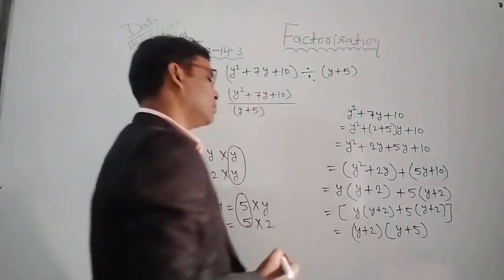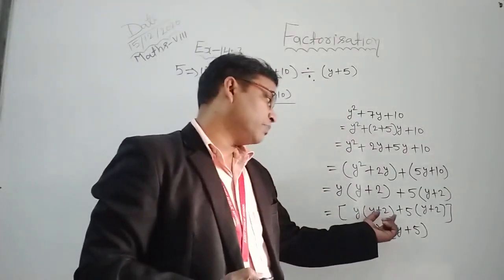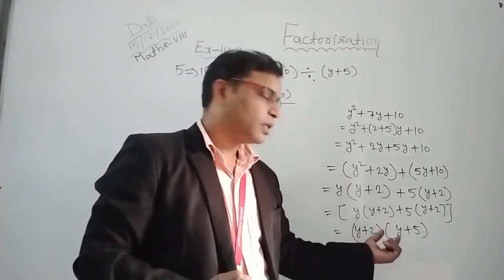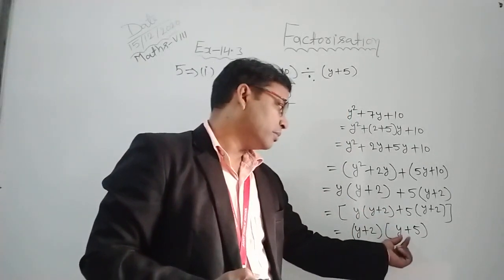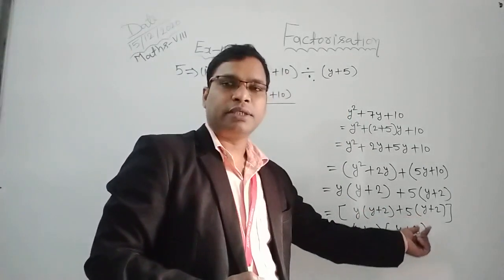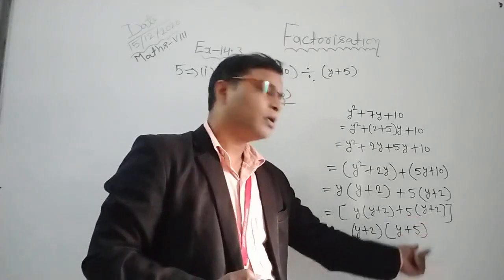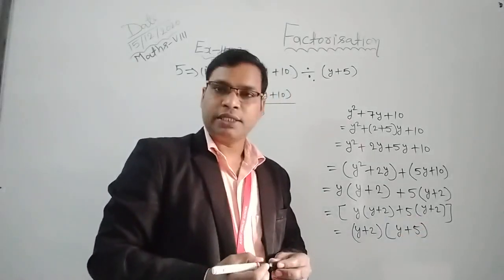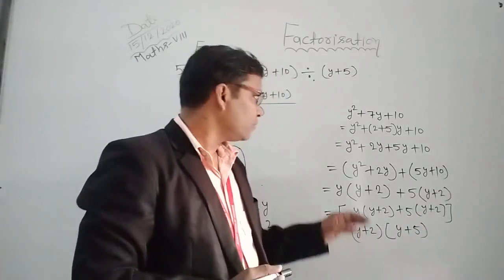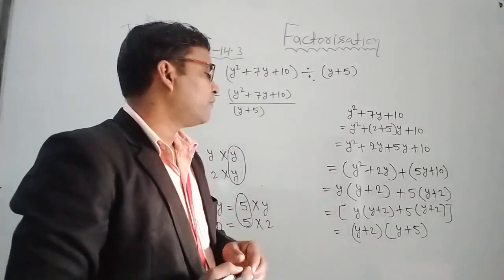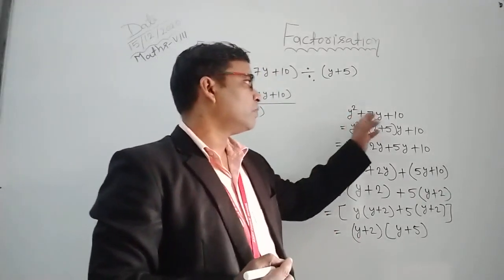So after taking common y plus 2 in both terms, we get in the first term as a remainder y and in the second term as a remainder 5. Now this is clear. So in this way you find the factors of y square plus 7y plus 10.